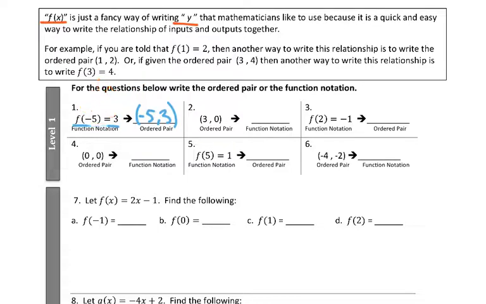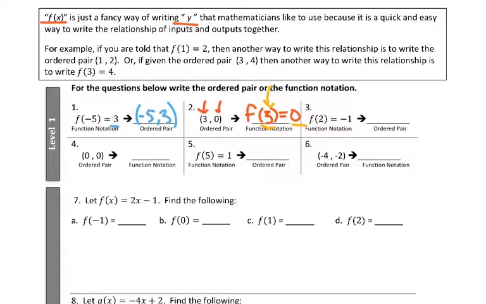Alright, so let's look at question 2. Question 2, we have an ordered pair, and we need to write that in function notation. So there's our input, 3, 0 is our output, so the way we would write that is f of 3 equals 0. In other words, if I put a 3 into my function machine, and I describe this almost like an Easy-Bake Oven with the little window that we like to look at when we're making our cookies, we put 3 in, and we're going to get a 0 out.